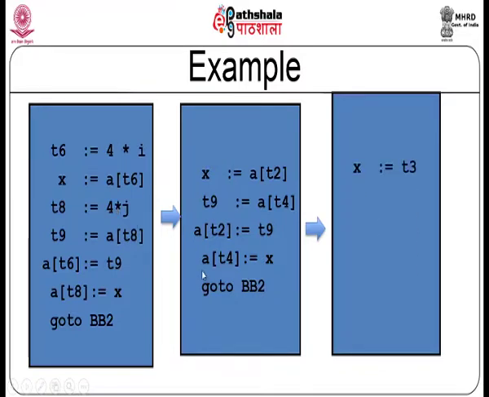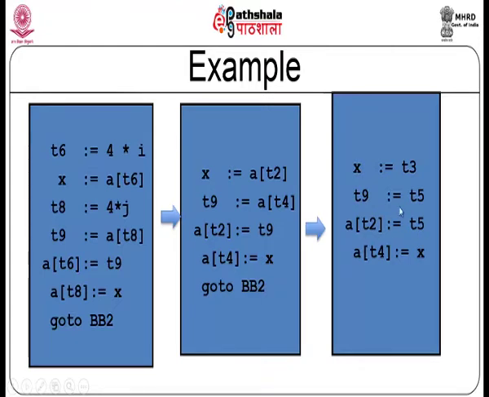Now, one more optimization: A of T2 hasn't changed. A of T2 has been assigned to T3, and so is the case with A of T4, which is assigned to T5. So T9 is equal to T5, and that is what we have done here. A of T4 is T5, but A of T2 is equal to T5, okay, and then A of T4 is equal to x. Now I have done something here.